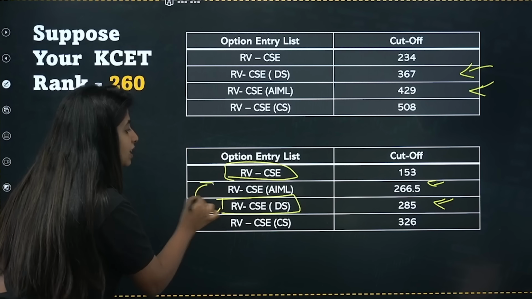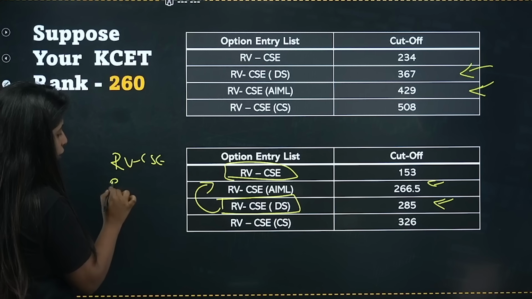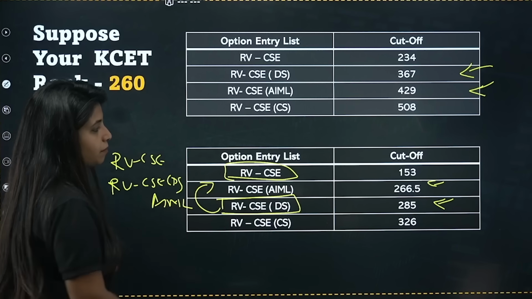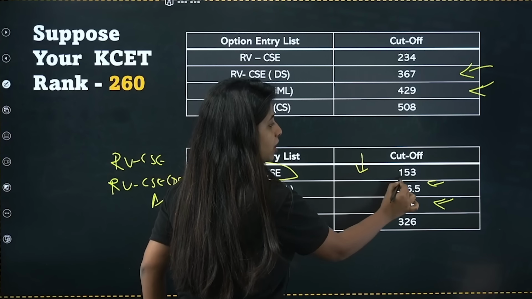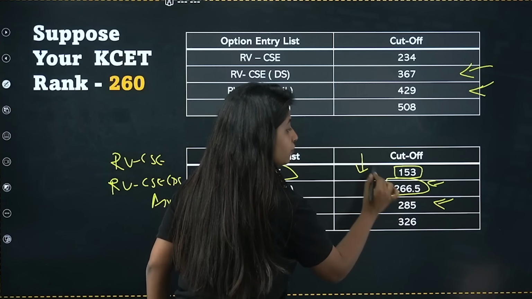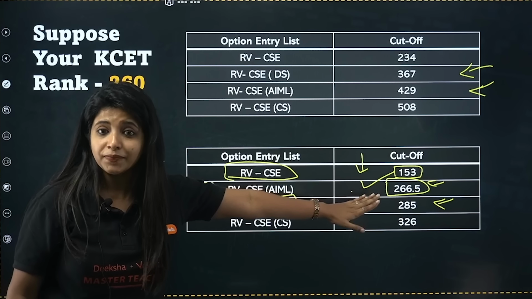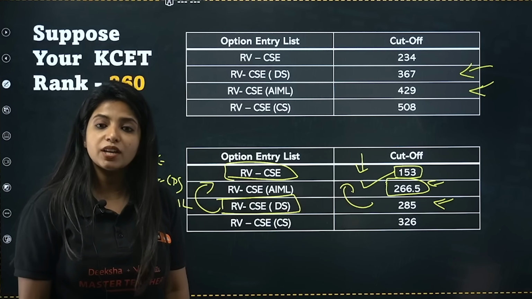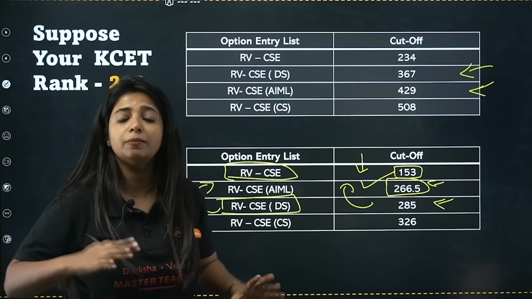You would have to rearrange it. First you will put RVC CSE, then RVC CSE with DS, then AIML. Why? Because if you have got a rank of 260, it is going to analyze from the top. 153, no, it should be within 153, it is 260, so I will not get it. 266.5, yes, I'll get this, but you do not want it. According to the cutoff it is like this, but your actual interest is this. So you have to put it at the top. That is how it is going to process, and later on you can put the other below that, because that is your next priority, your third priority.